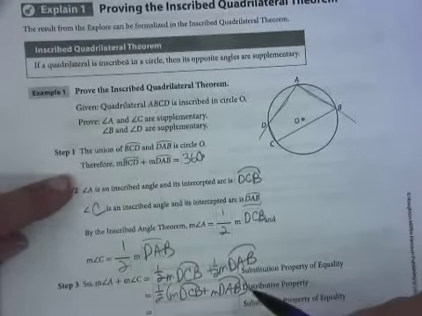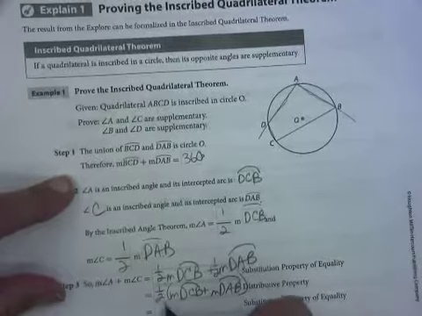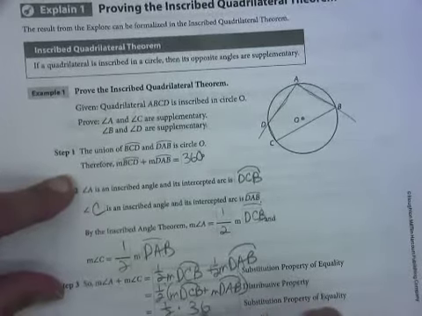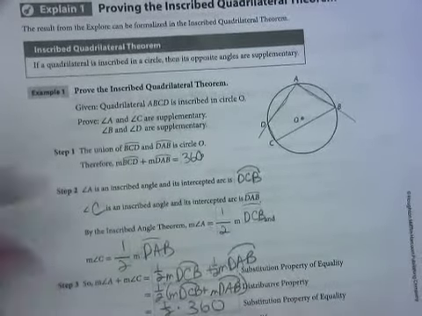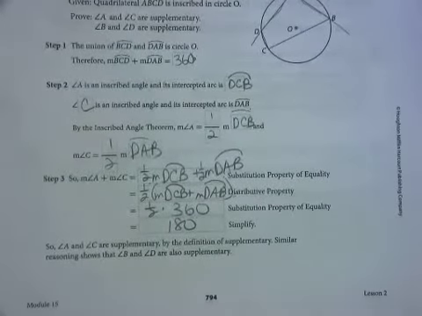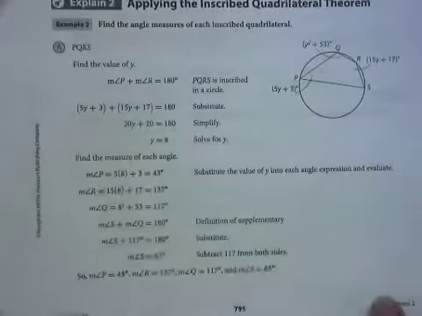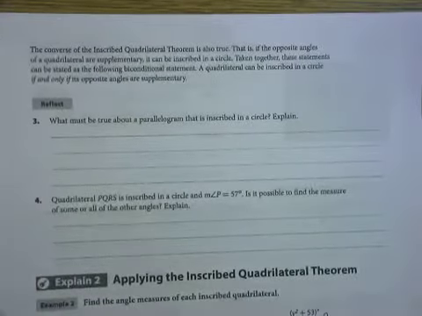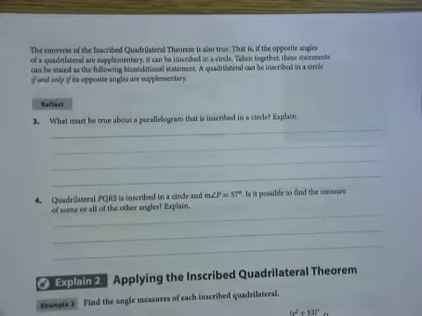And then back here, remember, we said that the measure of BCD plus DAB, which is the same as what we have here, is 360. So 1/2 of 360, which is 180. Therefore, angles A and C are supplementary by the definition of supplementary. And we could use a similar argument to show that angles B and D are supplementary.